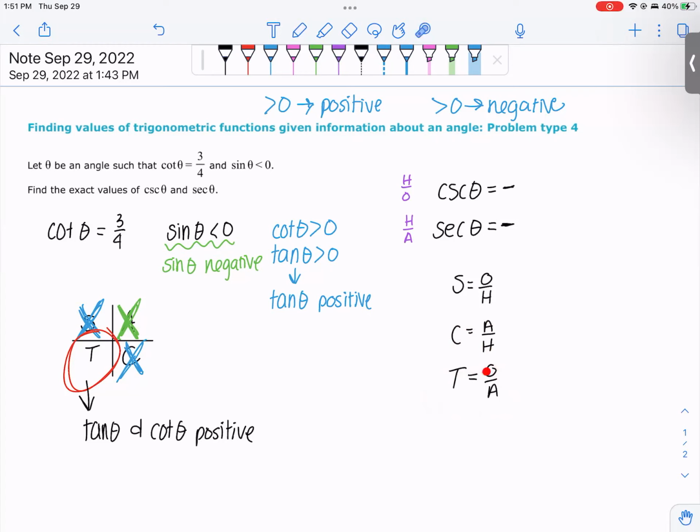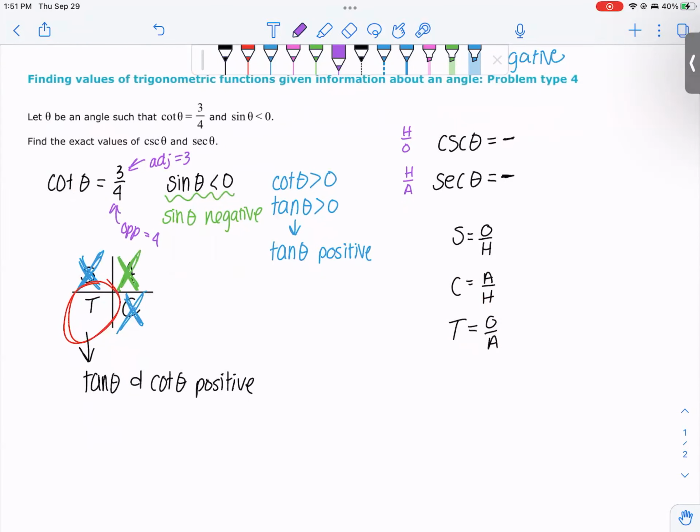I know tangent is opposite over adjacent. So cotangent soulmates are adjacent over opposite. This actually fills out some of the info that I need here, right? Because I know that the opposite side is 4. I know that the adjacent side is 3, so I can fill those in over here. I just need to figure out what the hypotenuse is.